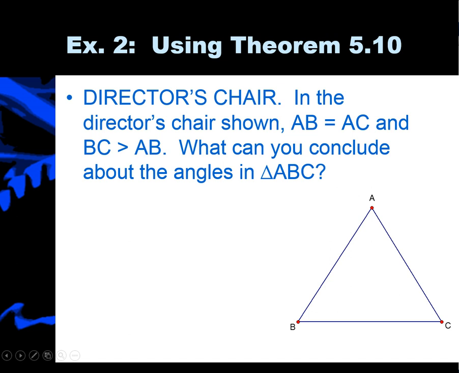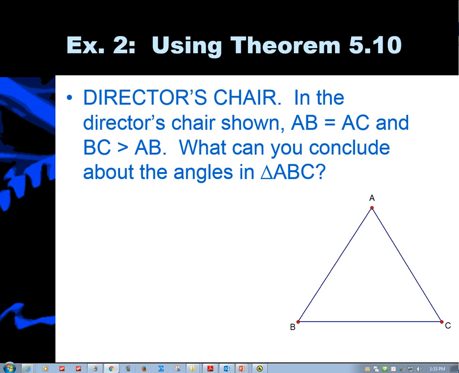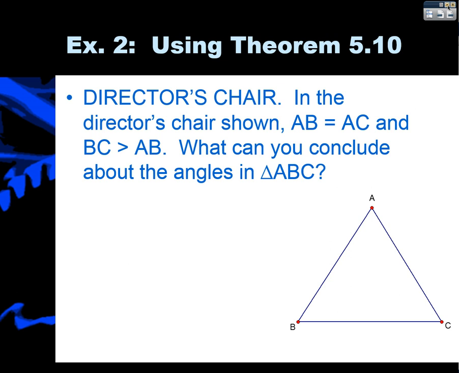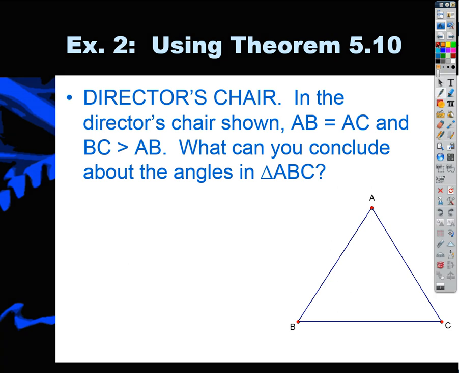Maybe it helps if we add some congruence information here. Okay, so we know that angles B and C are congruent by the base angle theorem, right? Because if these sides are congruent, those angles are congruent. Now, what does it mean that side BC is greater than AB? Okay, so BC is the longest side. So what's the greatest angle? Okay, A is the greatest angle.